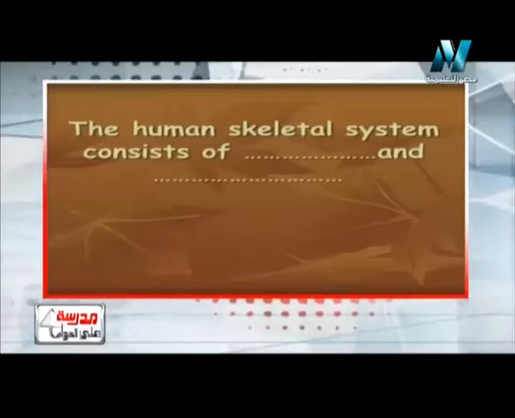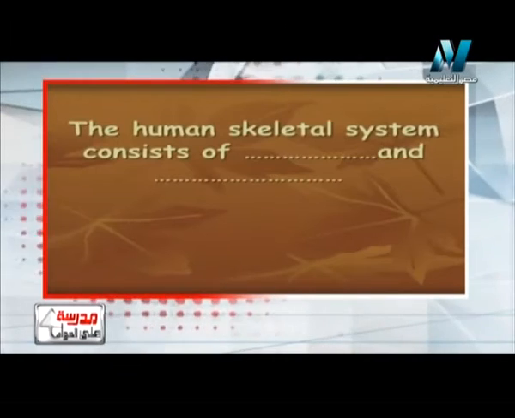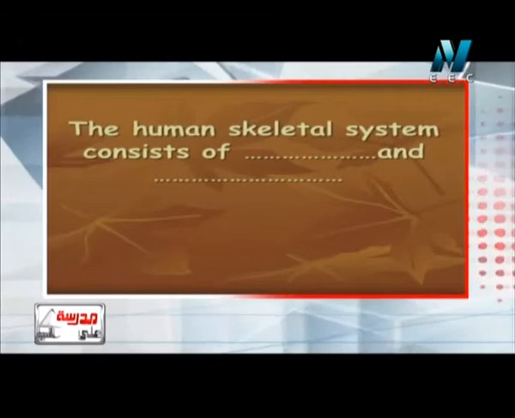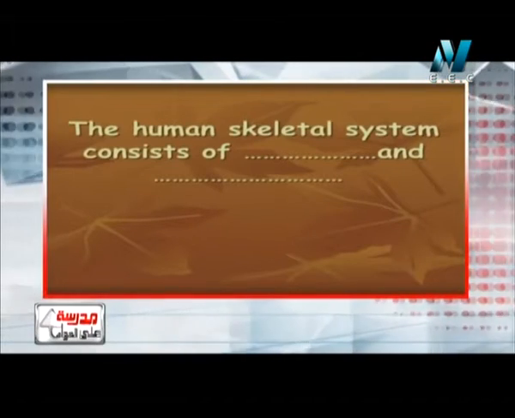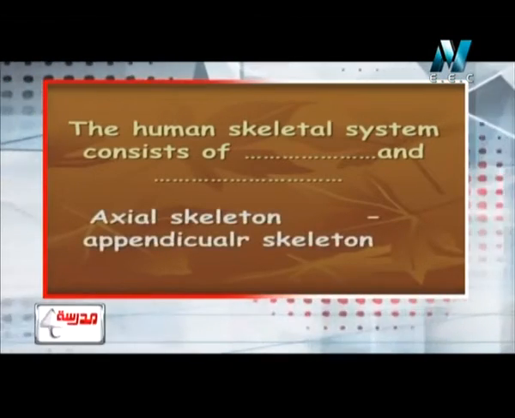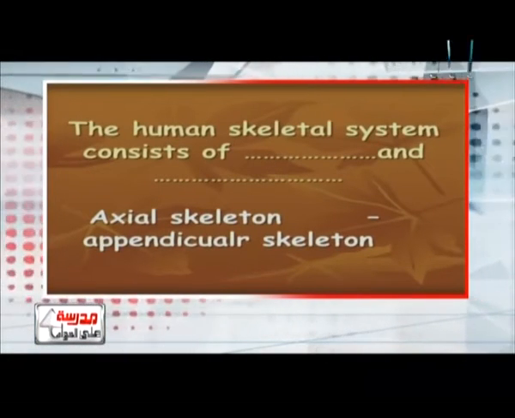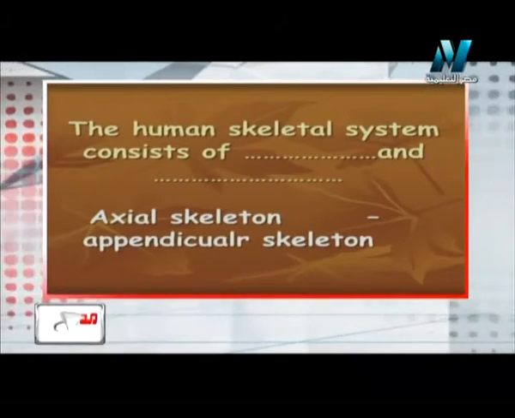The question says that the human skeletal system consists of point and point. I think we have studied the skeletal system, and all of us know that the skeletal system consists of the axial skeleton and the appendicular skeleton.